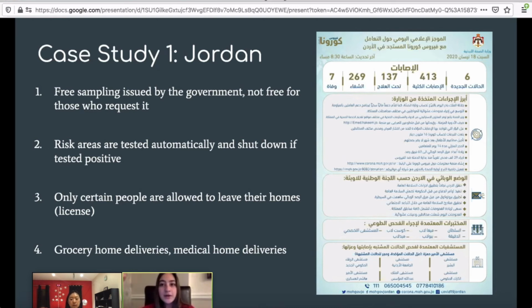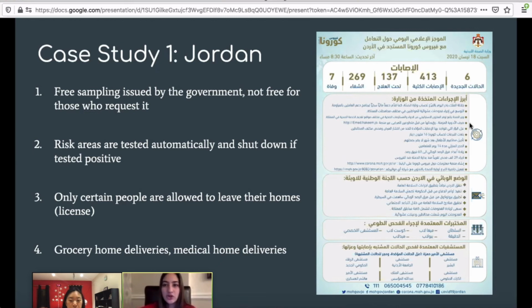And this is really good because when only certain people have the license to leave the house, that means that we are following social distancing and we are all quarantining and staying safe in our homes. And that reduces the risk of the coronavirus being spread from one person to another, because although it's not an airborne virus, which we're thankful for, it is easily contracted from one person to another. That's another reason why grocery home deliveries and medical home deliveries by the Jordanian government are really helpful for us, because we don't have to go to overly crowded or populated areas to get the things that we need.